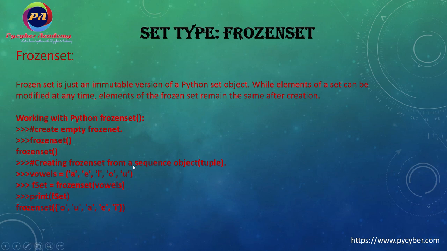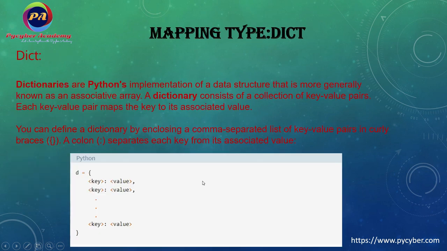Similarly, we take a vowels tuple and create a frozenset object, fset, by passing in these vowels values. When we print this, we can see that it is a frozenset and the values are O, U, A, E, I. But this also does not maintain the order of the tuple. This is for the frozenset, and we are moving on to the next, the mapping type.